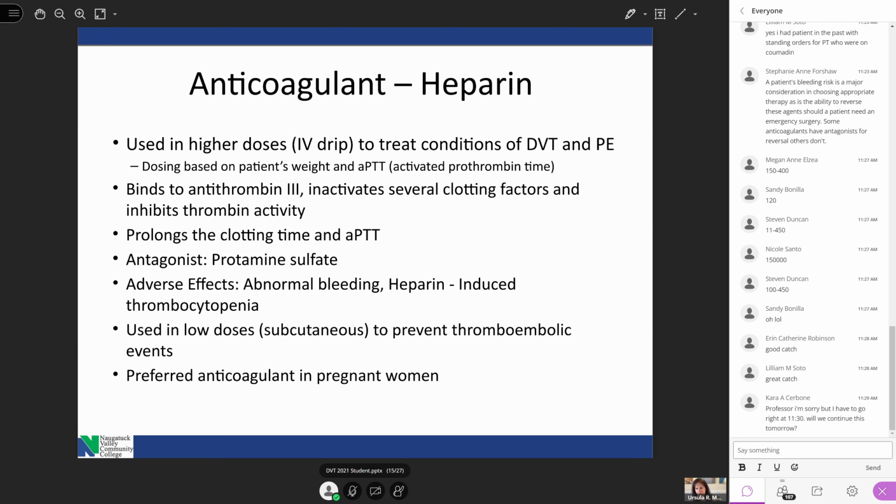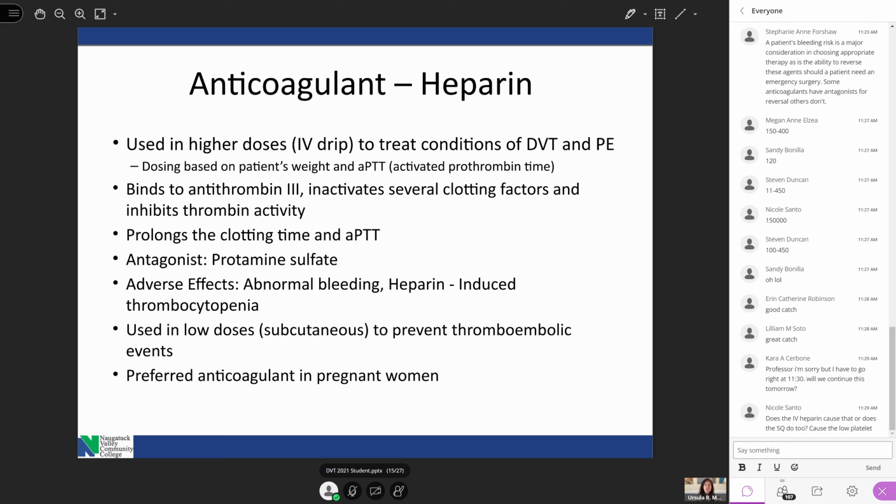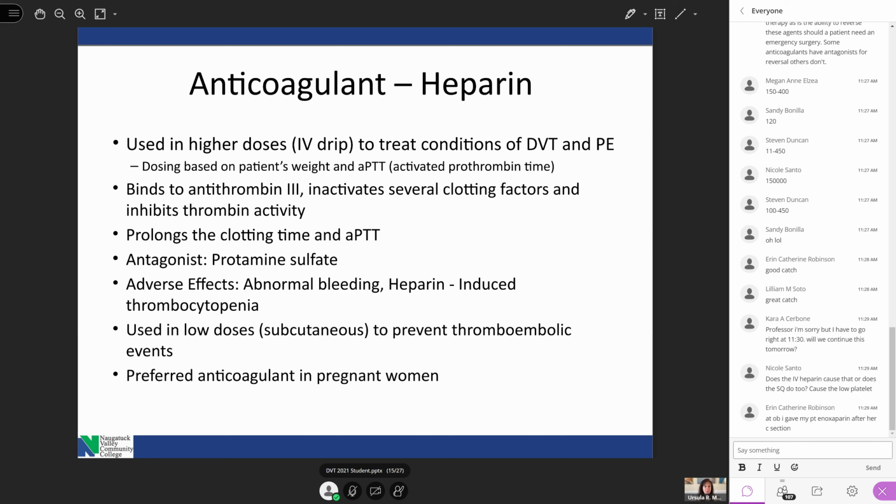I'm sorry, but I have to go right now. Okay. We're going to continue this tomorrow. I'm going to continue for a couple more minutes. Tomorrow, I'm going to take questions. Okay. This is extremely important content because you are going to be using this when you go to clinical. Believe me, at OB, I gave my patient enoxaparin after her C-section.